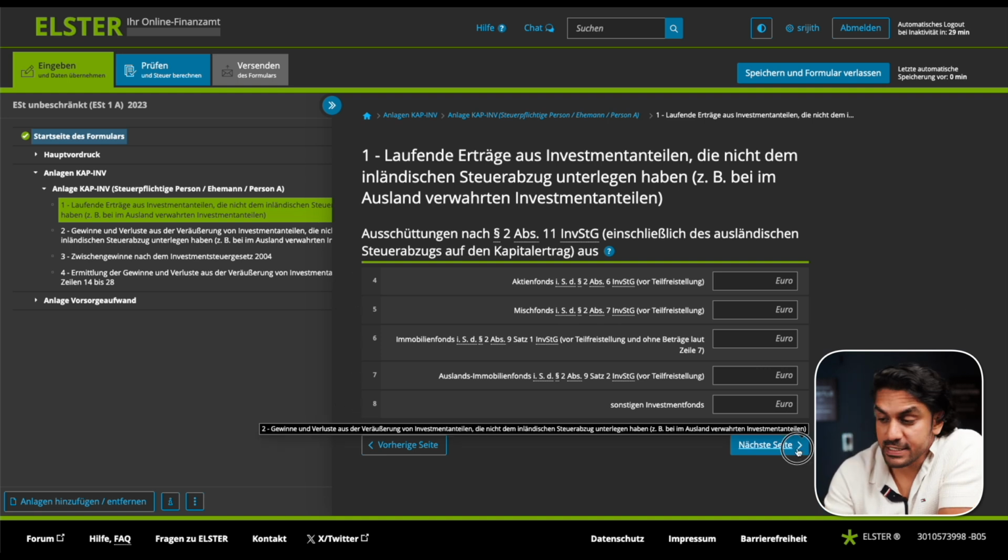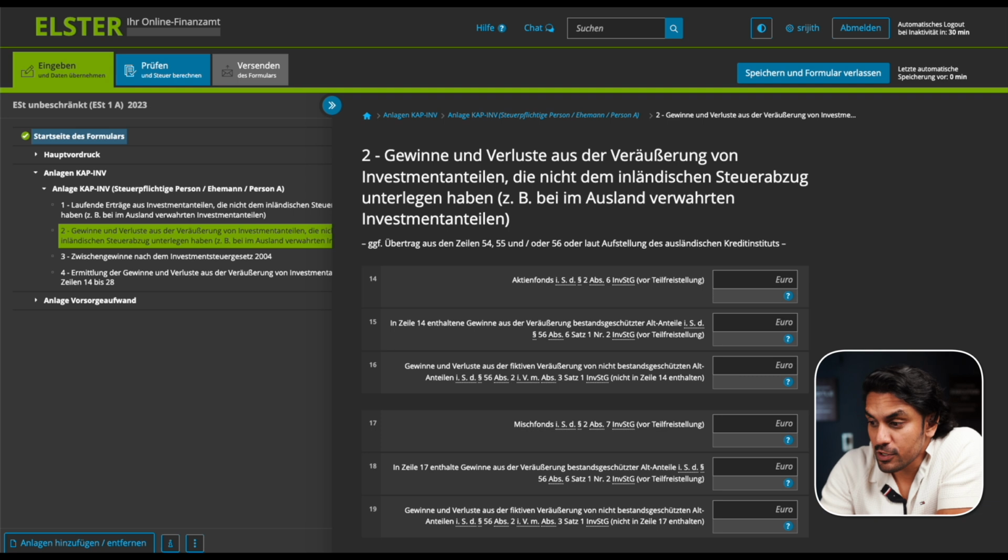Now, when we move to section 2, this is about gains and losses from the sale or transfer of funds that were not subject to domestic tax deductions. Again, like the previous sections, you need to break down the information based on the type of fund. And for each type of fund, 3 values must be entered. The profit or loss from the sale of such assets in lines 14, 17, 20, 23 and 26.